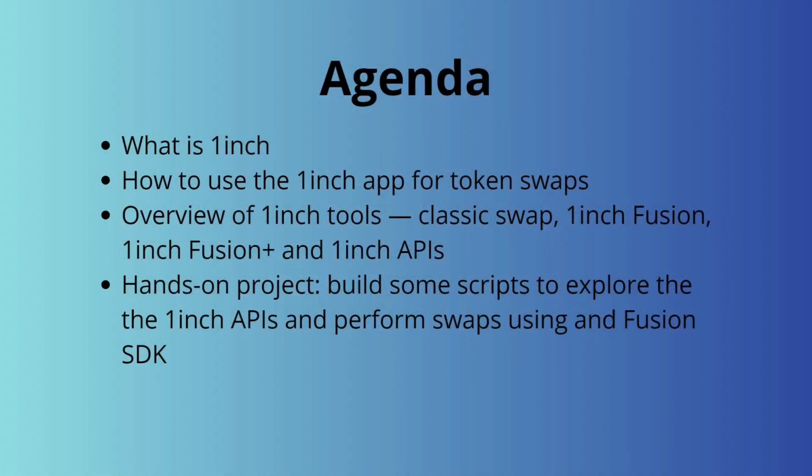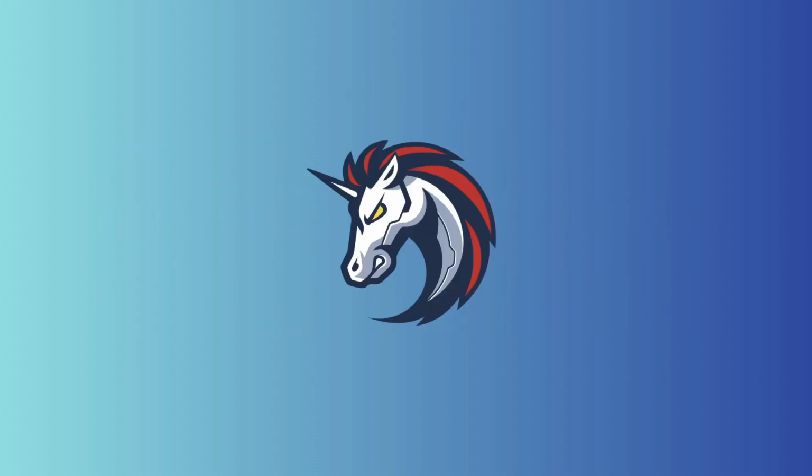So this is the agenda for this video. We will talk about what 1inch is and how we can use the 1inch application to perform a token swap. We will also take a look at 1inch tools like Classic Swap, Fusion, and Fusion Plus, and also give a look at 1inch APIs. And in the end, we will build some scripts to try the 1inch APIs and also to perform swaps of tokens using the 1inch SDK.